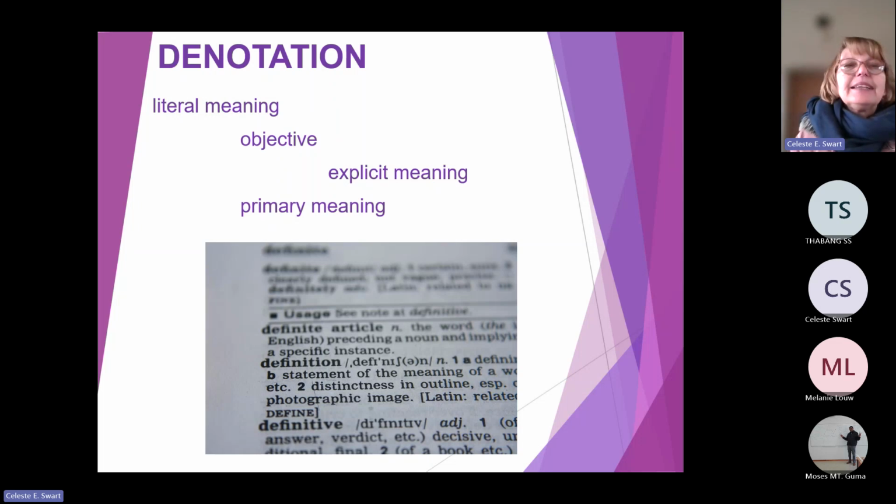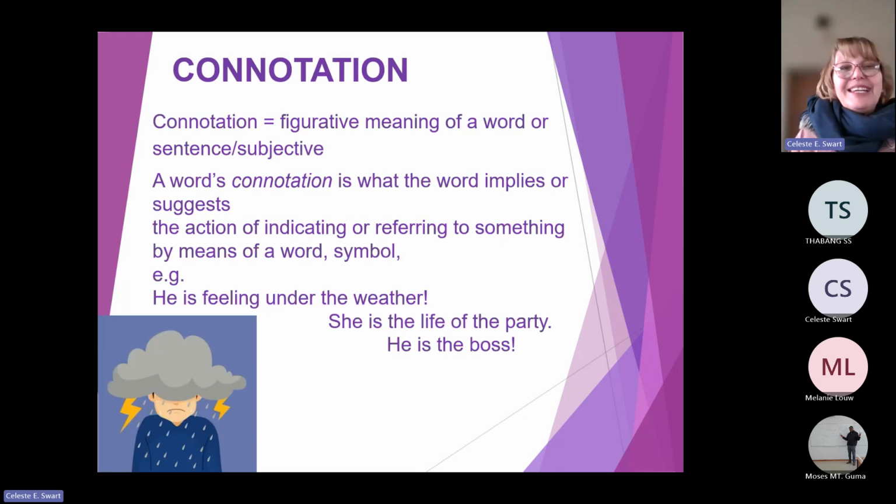So let's look at what connotation is. Remember, denotation is literal, connotation will then be figurative. So you have it. Very easy. Connotation is the figurative meaning of a word or sentence. It's subjective. When we speak of objective, there's no feelings attached to it, but if you think of subjective, think of self. That means it's usually what you might think about it. And that's where connotation comes in.